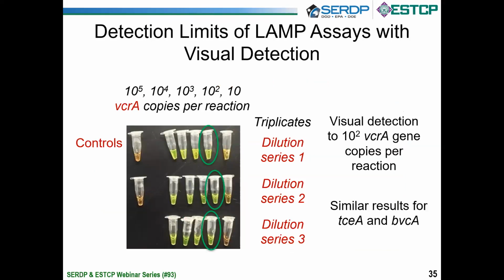The next set of experiments evaluated the detection limits of the visual-based assays. This first involved using triplicates of a dilution series of the VCRA plasmid standard. We used a range of concentrations spanning from 10^5 to 10 gene copies per reaction. The controls are shown on the left, and the 3 rows represent the triplicates of the dilution series. The difference in color was shown at 10^2 copies per reaction, and similar results were produced for both TCEA and BVCA.